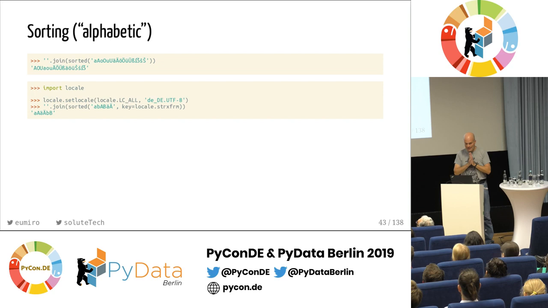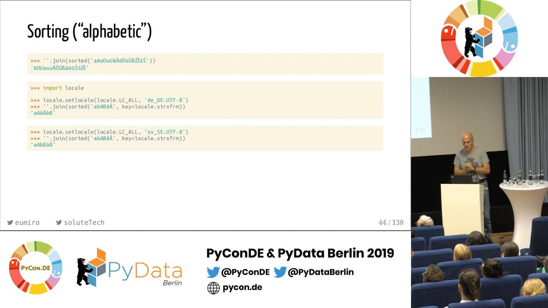If you want to sort alphabetically in the German logic, you import locale, then change the locale to de_DE.UTF-8, and then we sort it, and you see that the umlauts land just between A and B, and the uppercase and lowercase letters are also together. On the other hand, in Swedish, the umlauts and the O with the circle are at the end of the alphabet, after Z. So if you sort the Swedish way, it will look a little bit different.